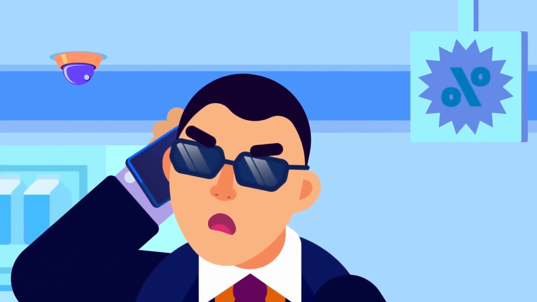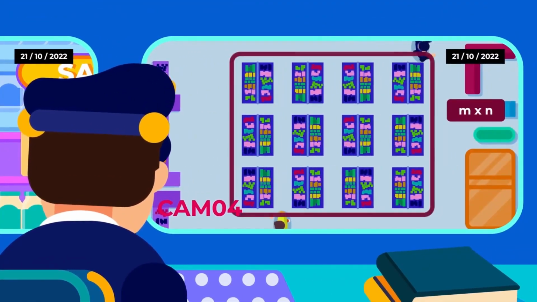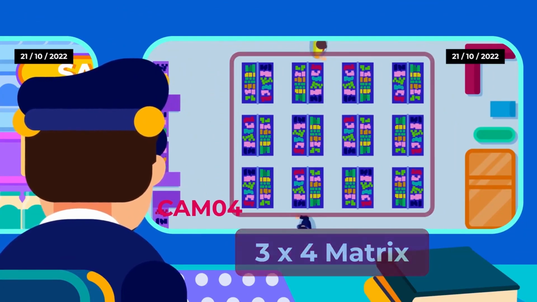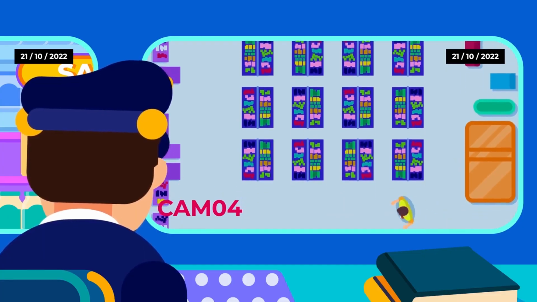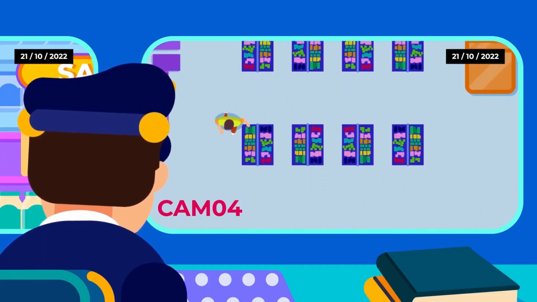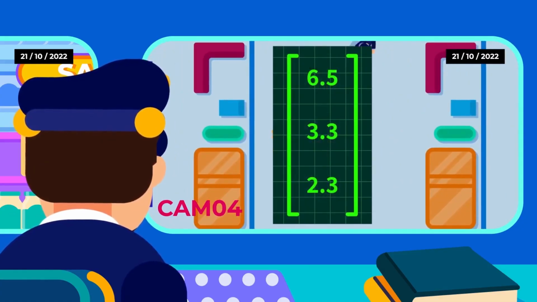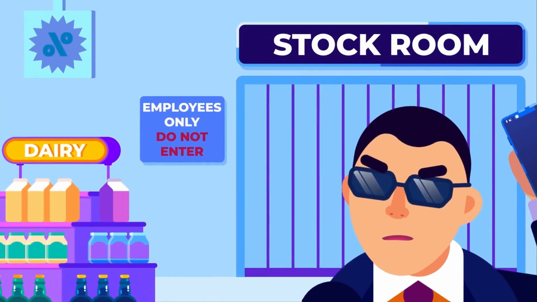Additionally, the number of rows and columns specifies the order of a matrix, expressed as M by N. Matrix M is said to be of order 3 by 4, since it has 3 rows and 4 columns. Is it possible for a matrix to only have 1 row or 1 column? Yes, it's absolutely possible. A matrix with only 1 row is called a row matrix, whereas a column matrix has a single column.